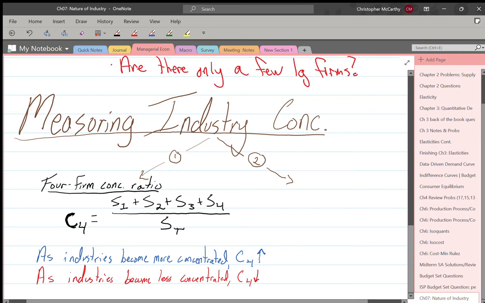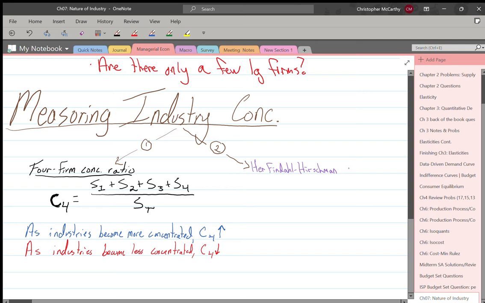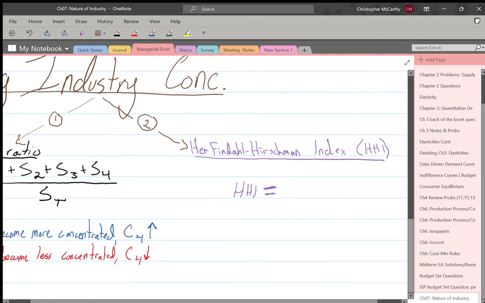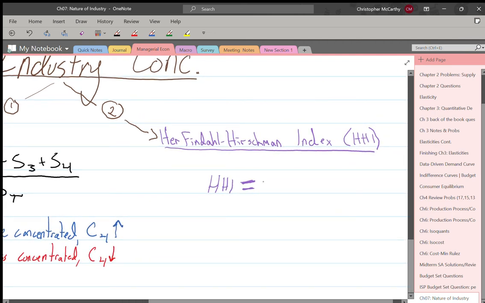Our second main measure that we use is the Herfindahl-Hirschman index. Two guys came up with this together, right? Also known as the HHI. And so this is going to be, instead of just looking at the top four, looking at all of the different firms. And like we learned in the quiz, it's going to scale them by 10,000.